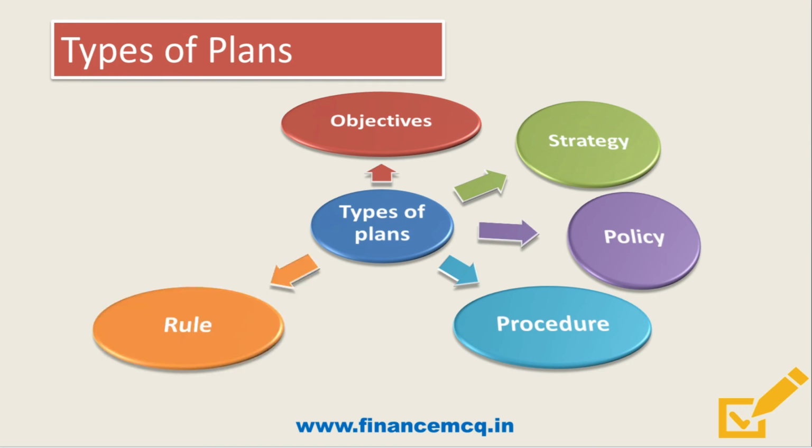Next is rule. Rules are specific statements that inform what is to be done. They do not allow any flexibility or discretion. Rules are usually the simplest type of plan because there is no comprehensive change unless a policy is changed.